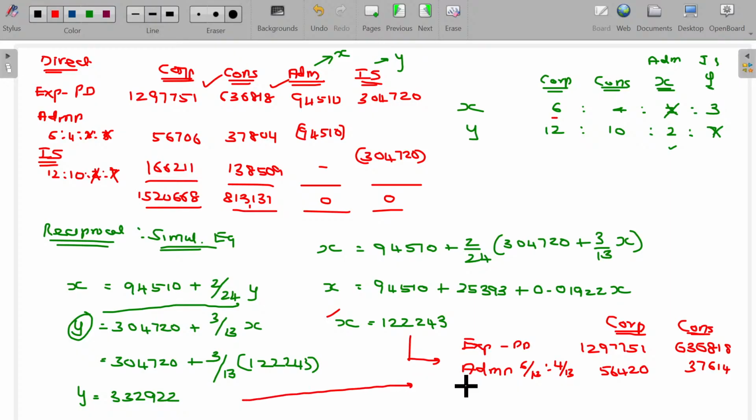In case of Y, information system, this will be 12 bar 24 is to 10 bar 24. 12 bar 24 of this value being 1,66,461. Here 1,38,729. Fractional difference, you can omit this. You can skip this. Then the final value after the secondary distribution being 15,20,639 and 8,13,161. Clear?